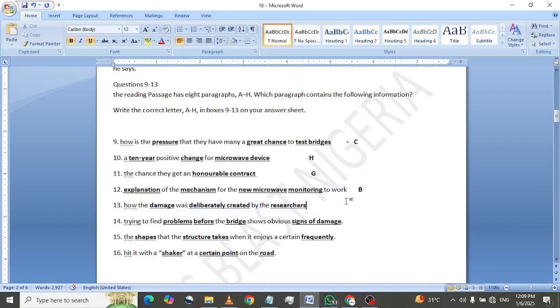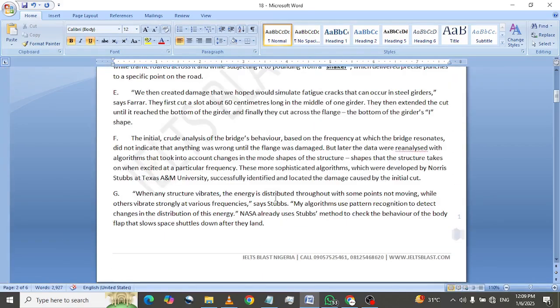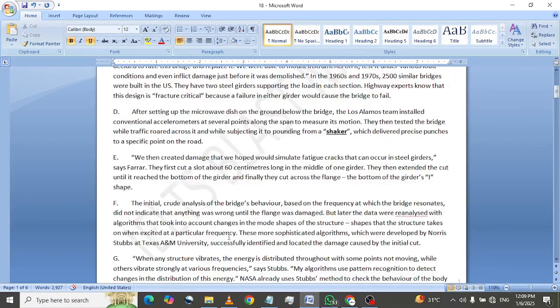Now let's take a look at number 13. They said how the damage was deliberately created by the researcher. So it was a deliberate action. Now our keywords here are damage, deliberately created, then researcher. So let's see whether we'll see anything relating to that.